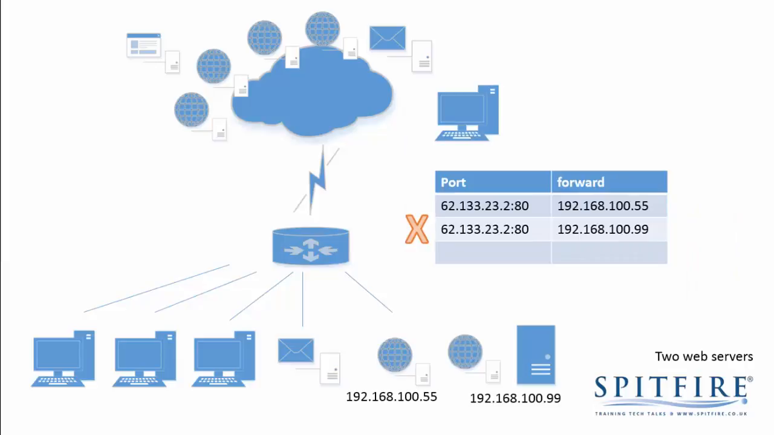One of the limitations of port forwarding is that you've only got one public IP address, so you can only port forward each port once to one server. So if you've got a situation where you have two web servers on your internal network, you can only port forward port 80 to one of them. And so this might be a problem, but there are usefully a couple of ways around it.